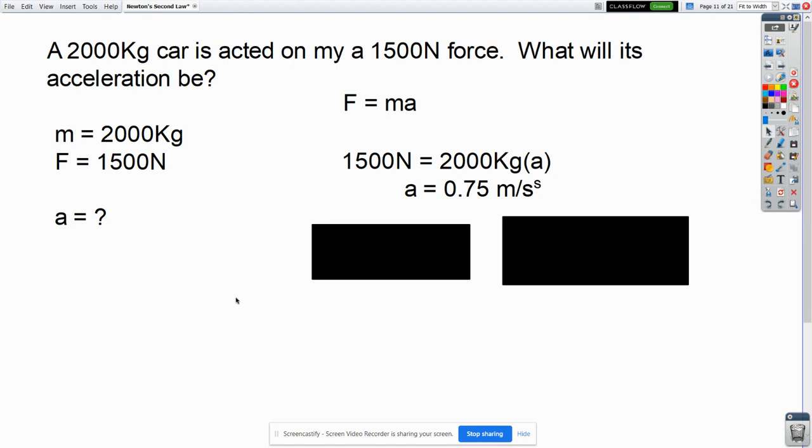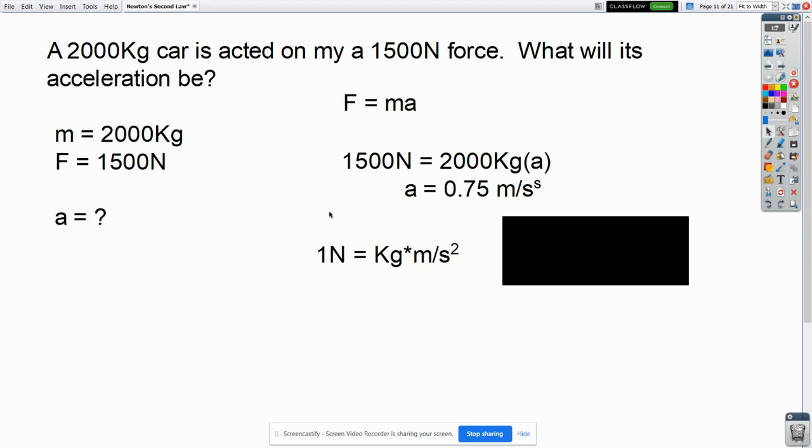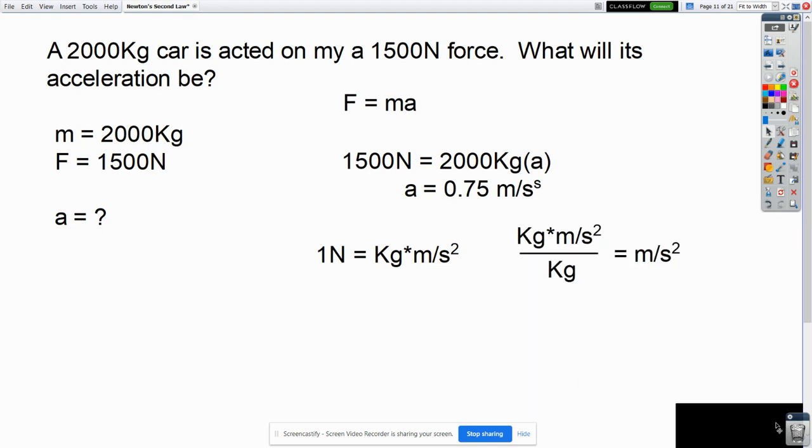Now, the way that unit is calculated is based on what a newton is. Again, 1 newton is equal to 1 kilogram meter per second squared. If I replace this with kilogram meters per second squared, it's 1,500 kilogram meters per second squared divided by 2,000 kilograms. When I divide these out, the kilograms cancel out, and all I'm left with is meters per second squared. That's where my unit comes from for my answer.